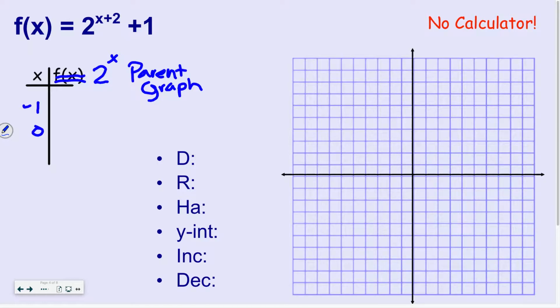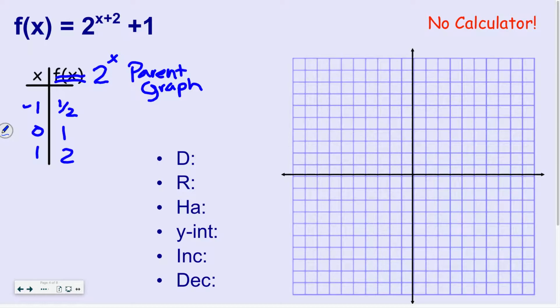I use -1, 0, and 1. It's going to flip my base to be 1/2. Anything to the 0 is 1, and 2 to the first is 2. If that was a base of 4, I would do 4 to the x right there, and I would have 1/4, 1, 4. If that was a 1/3, I would do 1/3 to the x, and I would have 3, 1, and 1/3.